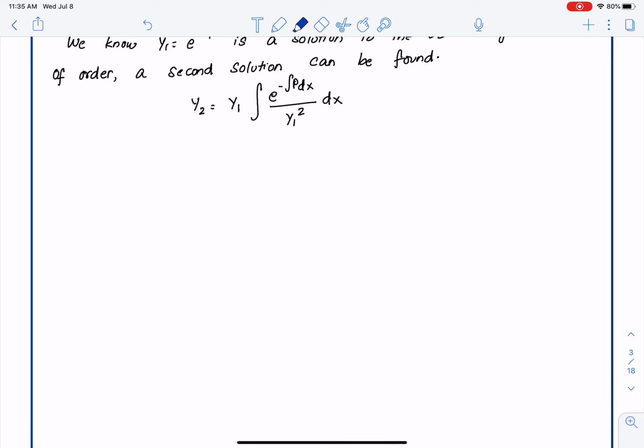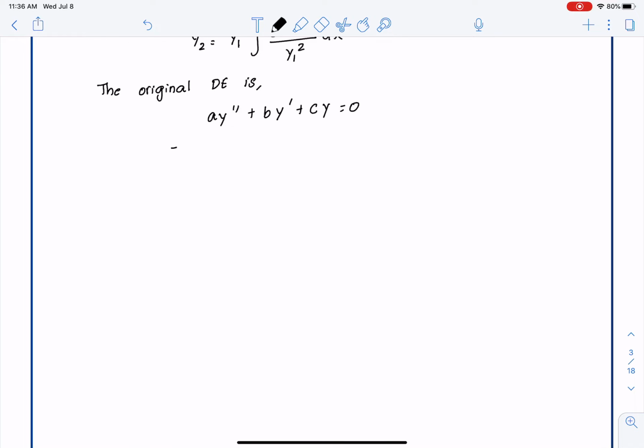So going back to the original DE, a y double prime plus b y prime plus c y equals 0. I'm going to divide by a on both sides.